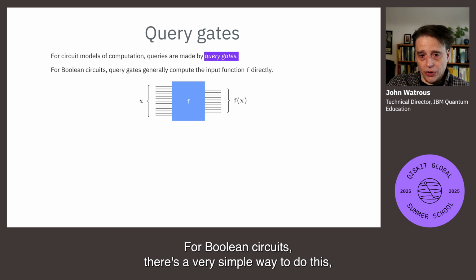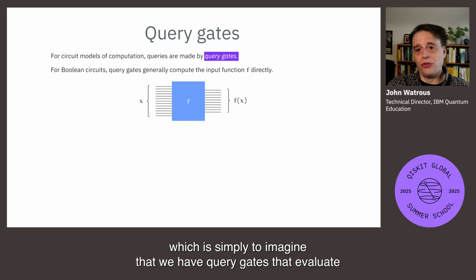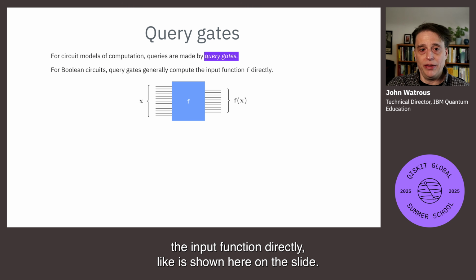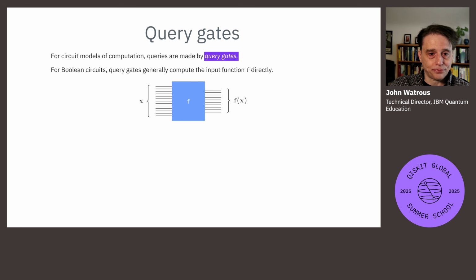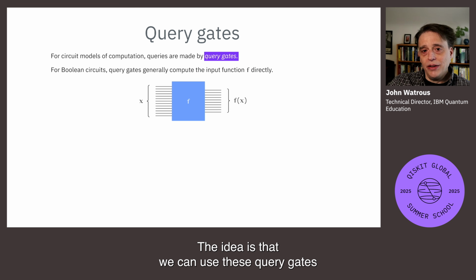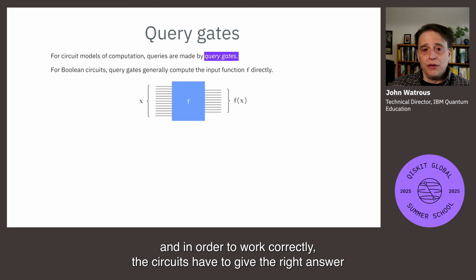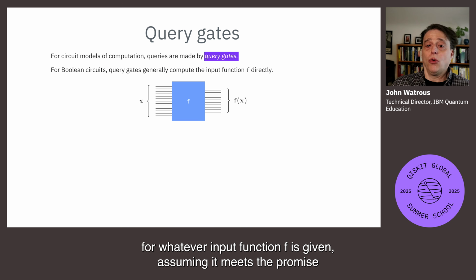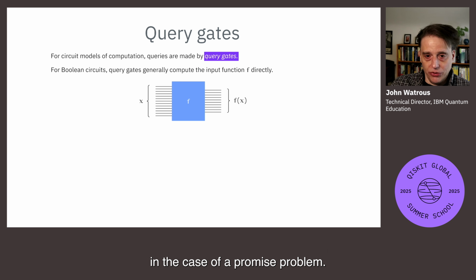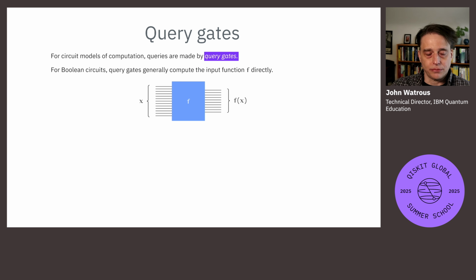For Boolean circuits, there's a very simple way to do this, which is simply to imagine that we have query gates that evaluate the input function directly, like is shown here on the slide. The idea is that we can use these query gates to build circuits that solve whatever problem we're looking at, and in order to work correctly, the circuits have to give the right answer for whatever input function f is given, assuming it meets the promise in the case of a promise problem.